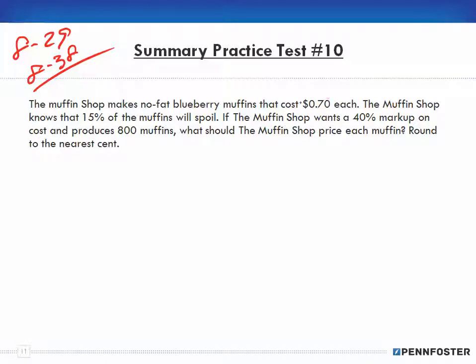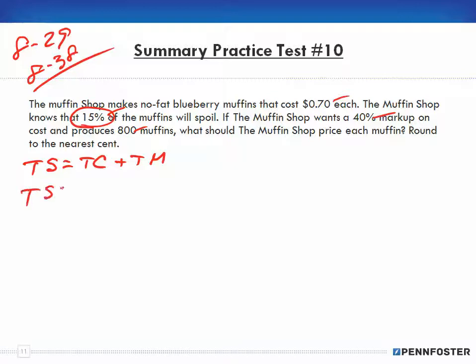The blueberry muffins cost 70 cents each, 15% will spoil, and we want a 40% markup on the cost, and they produce 800 muffins. So my total sales would be my total cost plus my total markup. The reason we're talking about total is because we're going to discard 15% of them. In other words, we're not going to sell the full 800 muffins. So we want to know what our total sales is.